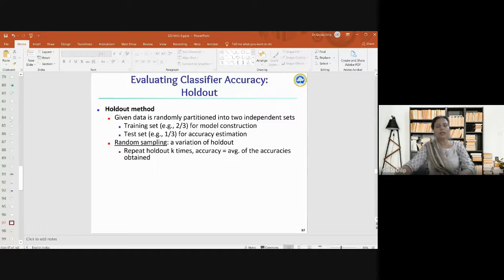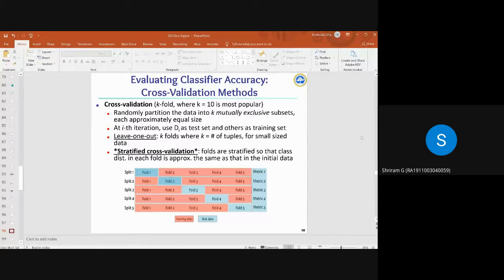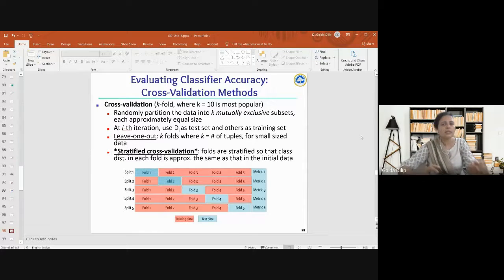Then I think we started discussing cross validation. I think this is where we stopped in the previous class. Cross validation. Am I audible clearly? Am I audible clearly, please? Yes, ma'am. Okay, thank you. So next is cross validation.